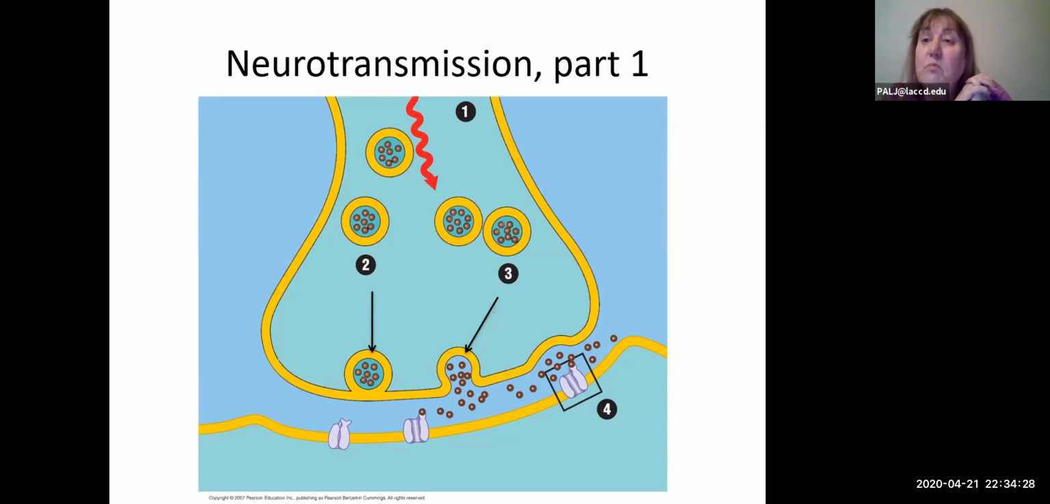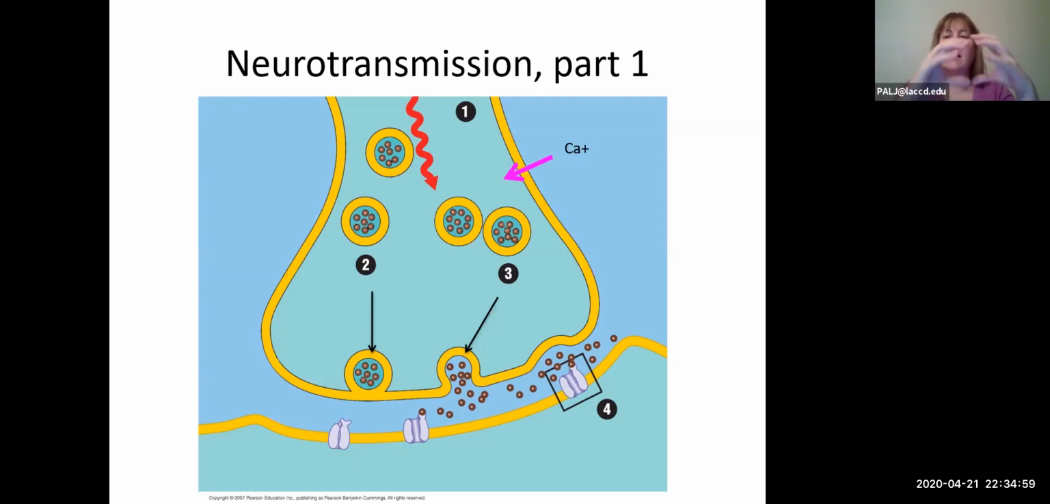So now we're in the terminal bouton. In the terminal bouton, when that nerve impulse reaches there. Do you like the way I didn't say that AP word so you didn't have to clap again? Yeah, I did that on purpose. So when it reaches that terminal bouton, that causes an influx of calcium. So the red squiggly line is showing the action potential reaching the terminal bouton, and that causes an influx of calcium.